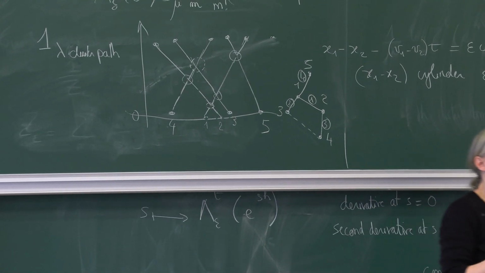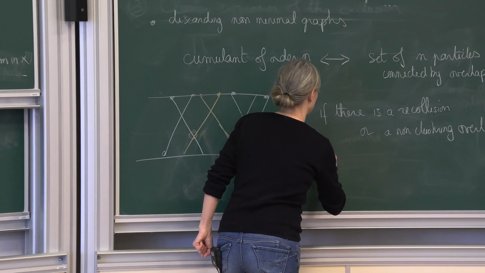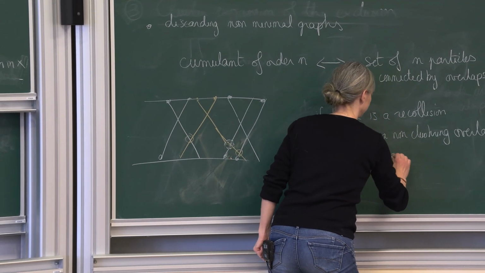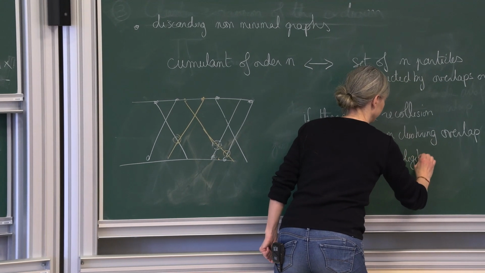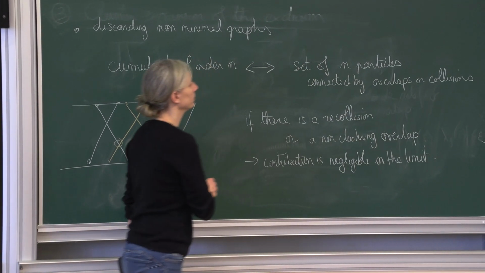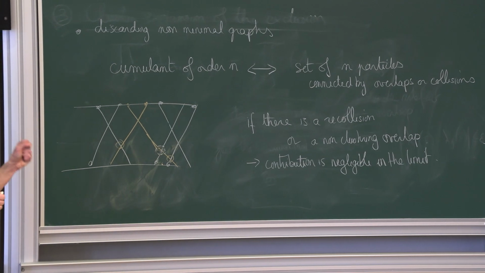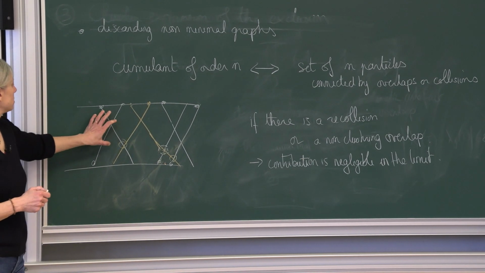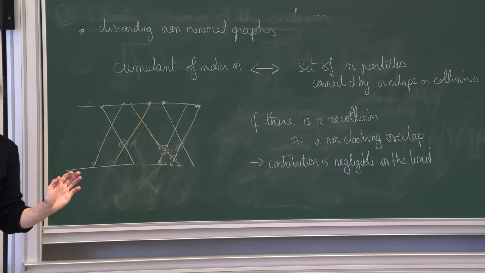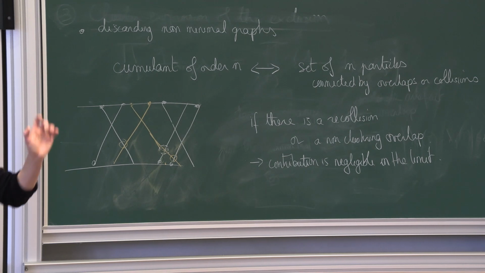So if you have at least one of these, then you can prove that it will not contribute to the limit. The contribution is negligible in the limit. And so this means that in the end, all elementary cluster paths are just connected by a tree, and then you have also a tree for the overlaps. So exactly n-1 connections, no more.